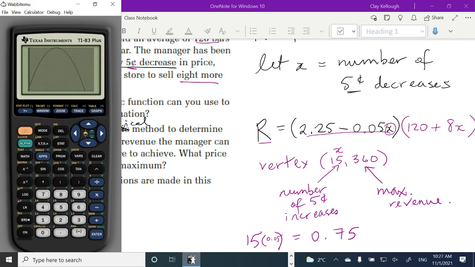And then we would like to find the vertex. So we go second function, calculate. It's a maximum, so you have to hit 4. Right now my cursor is too far to the right, so move it to the left. You can see that it starts going down, so you know that you're to the left of it. And then enter, and then move the cursor to the right until it goes past its peak and starts going down again. There we go, we're definitely going down. Enter. No, we don't want to guess. And there it is. There's the same 360 and 15 that we got from Desmos.